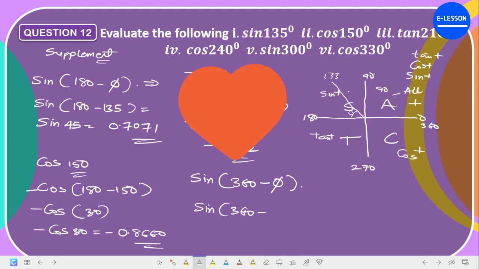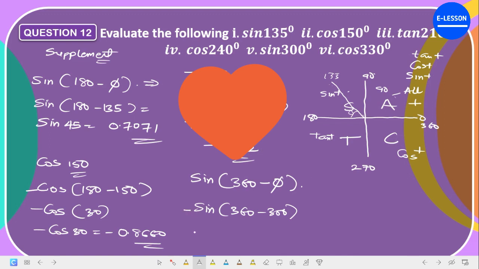$270 minus 210. Okay. 360 minus 300. But sine, on that, what quadrant are we talking about? It is the fourth quadrant. In the fourth quadrant, only cos is positive.